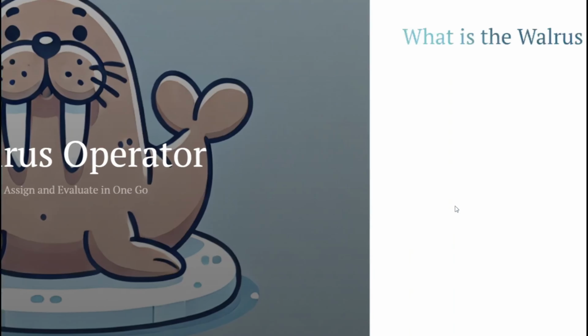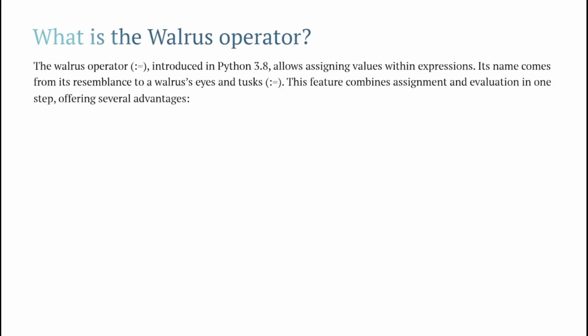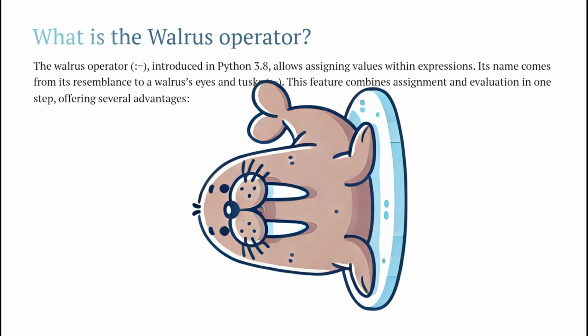So what is the Walrus operator? The Walrus operator is a Python operator that was introduced in Python 3.8. It enables the assignment and evaluation of value in one go. You may wonder why it is called the Walrus operator. In fact, the simple explanation is because it is based on its resemblance to a walrus's eyes and tusks.